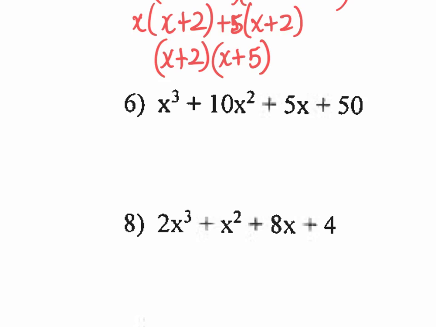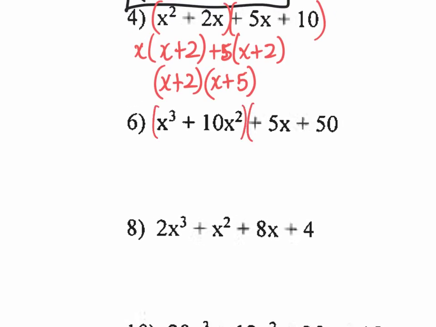Okay, number 6. What's the biggest thing I can pull out of both of those in the first group? It's x squared. If I divide an x squared out of x cubed, what's left? X. If I divide x squared out of 10x squared, what's left? Positive 10. So what am I going to divide out of that second group? Positive 5. And if I divide 5 out of 5x, what's left? X. If I divide 5 out of 50, what's left? 10.